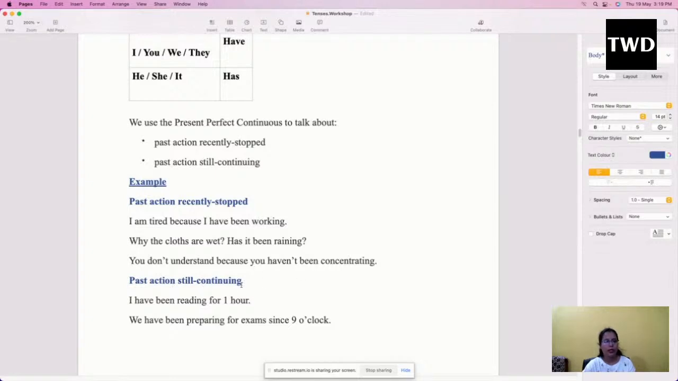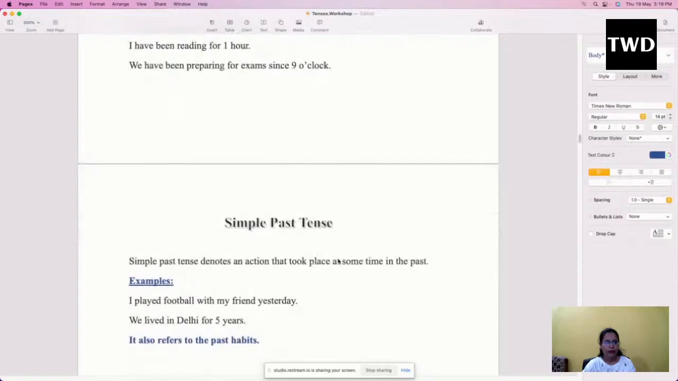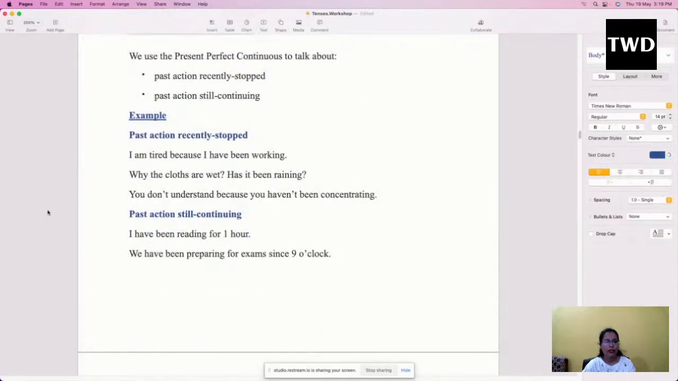Past action still continuing. I have been reading for 1 hour. I have been taking this session from last half an hour. We have been preparing for exam since 9 o'clock. So all the actions which are continuing you can frame under present perfect continuous tense. I hope you understood. If there is any confusion please let me know so that I can explain it to you and your confusion would be cleared.